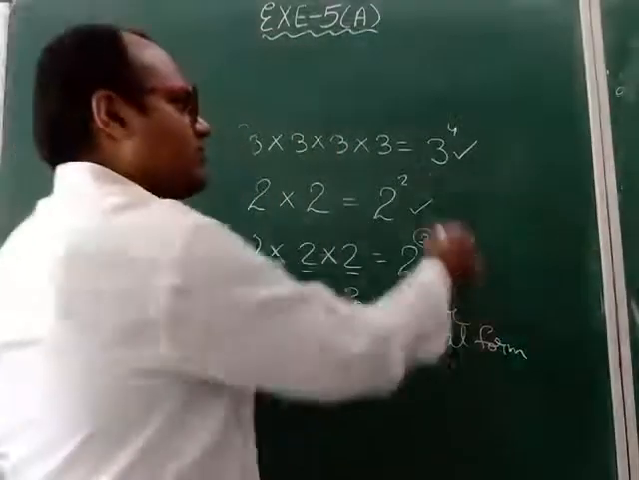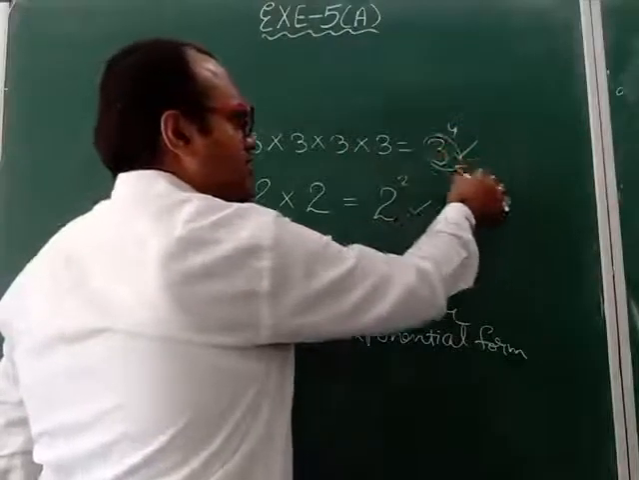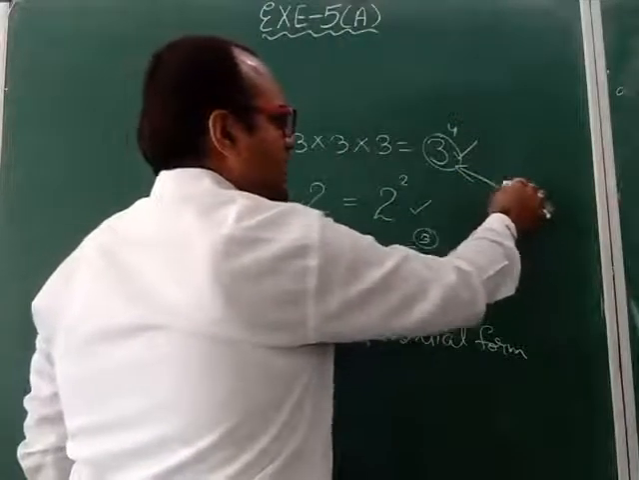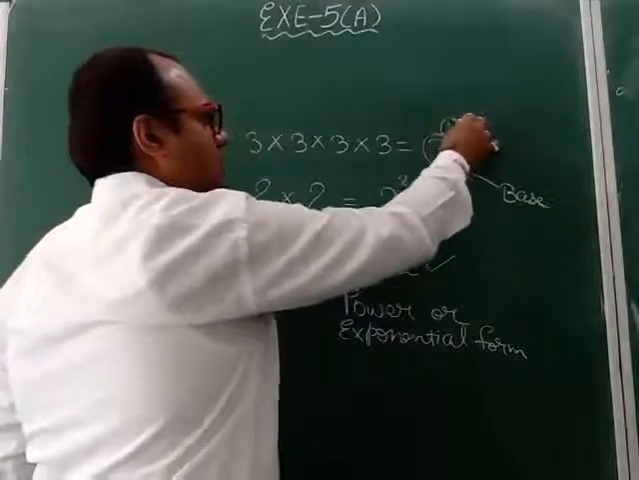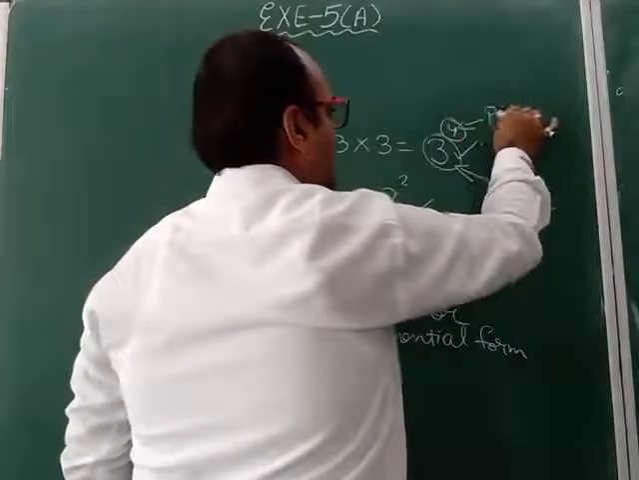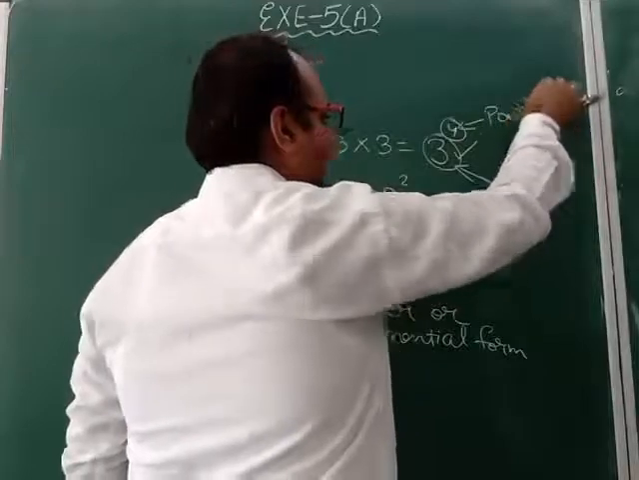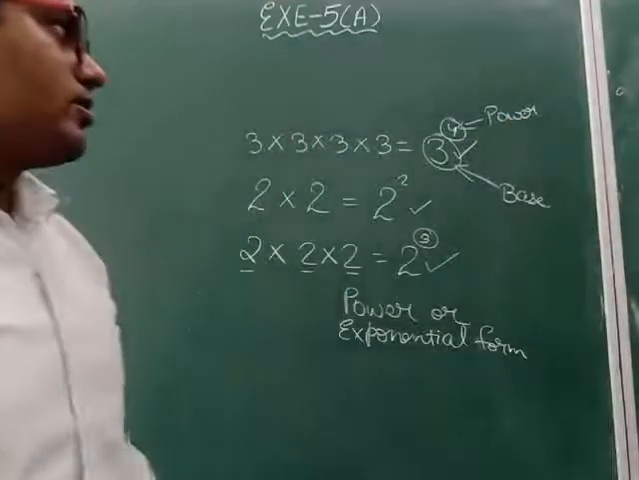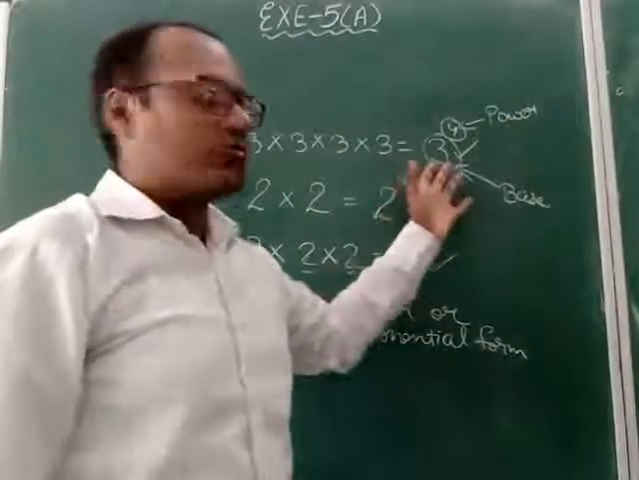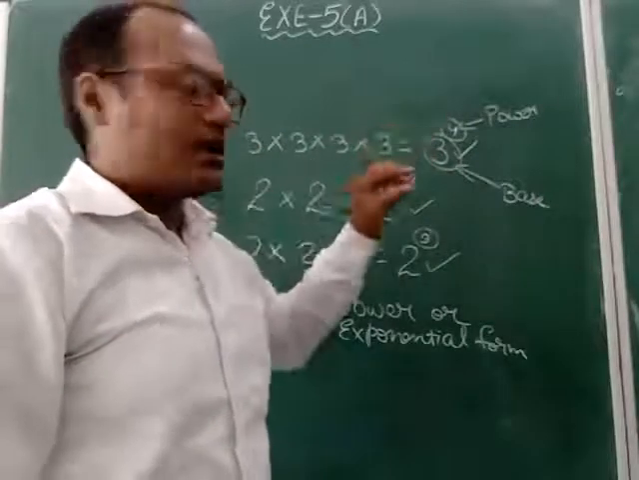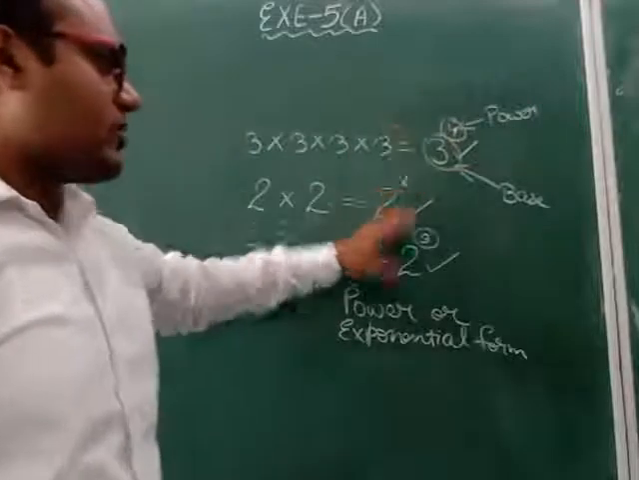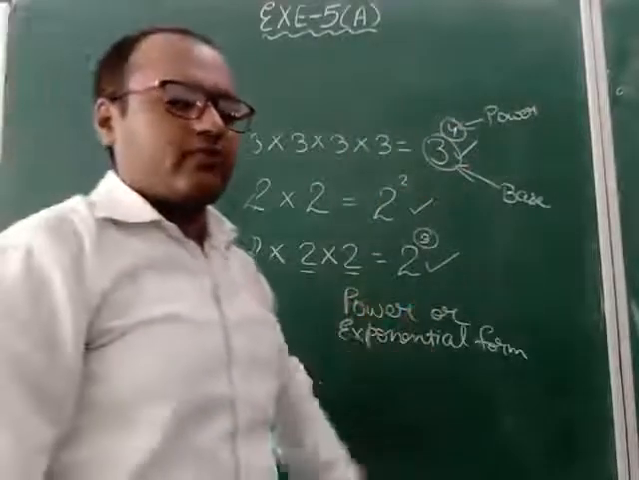Now this number which is written downside is known as base, and the number which is written upside is known as power. So the base we have to write a little bit larger and the power a little bit smaller. Such a way of representation is known as exponent form.